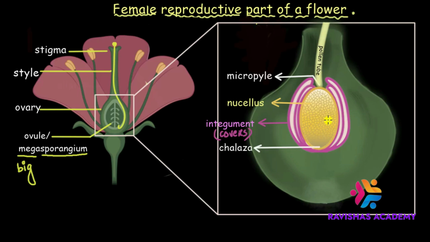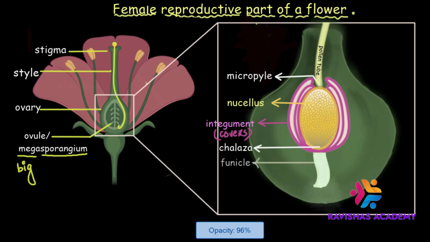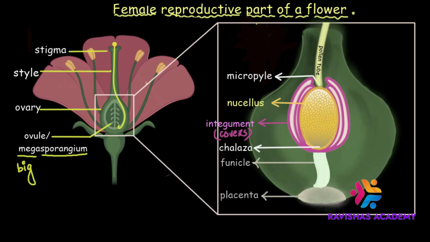Now, this nucellar cell mass with the covering cannot just float inside an ovary, right? It has to be attached to the walls of the ovary somewhere. So, this attachment is done by a stalk-like thing which is named the funicle. And this funicle and the ovary meet at a region called the placenta. And the area where the funicle meets the integuments, we call it the hilum.